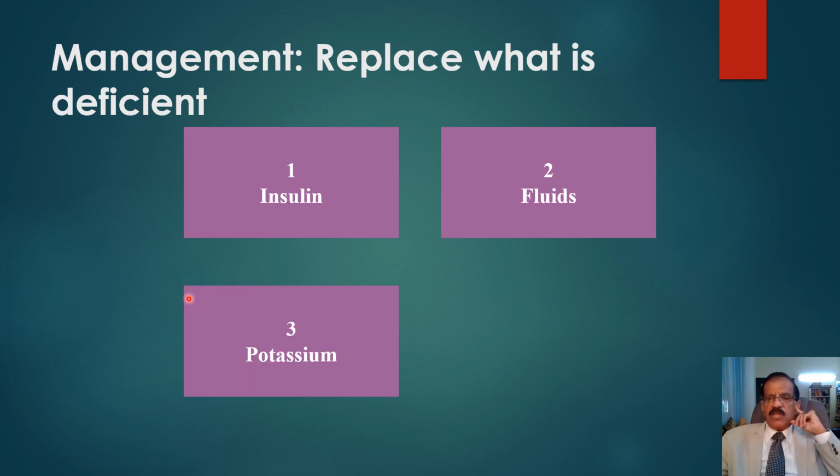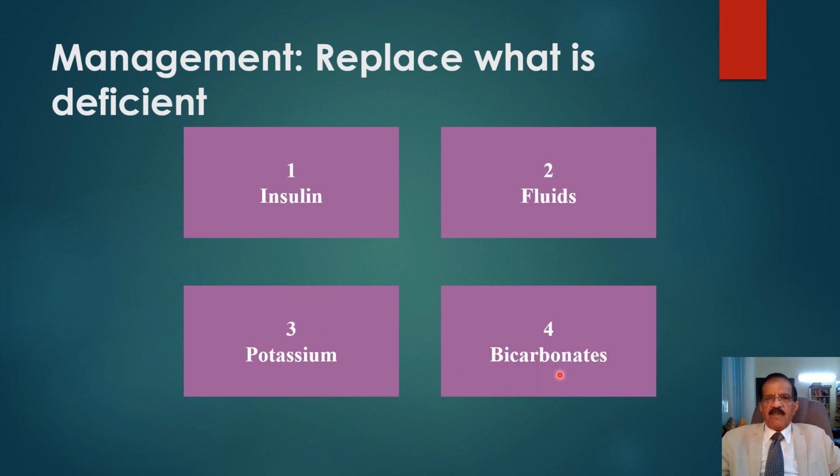Then the patient is depleted of some essential electrolytes. The patient is depleted of sodium. The patient is depleted of potassium. But I have listed only potassium here because when we replace fluids, we typically replace with normal saline. So sodium will be replaced in the form of normal saline, but we will have to add potassium to normal saline to replace potassium. We will discuss how we do that.